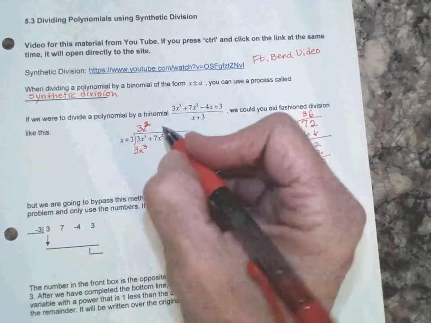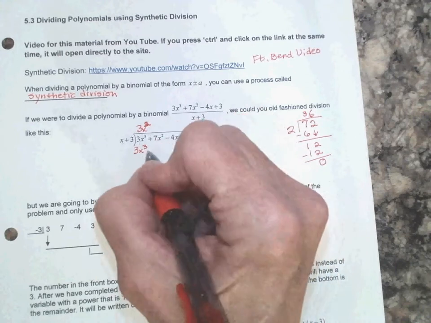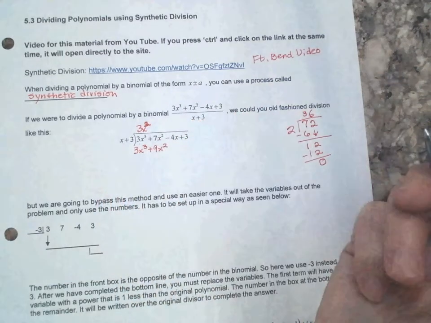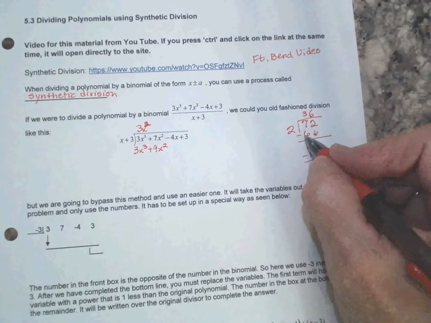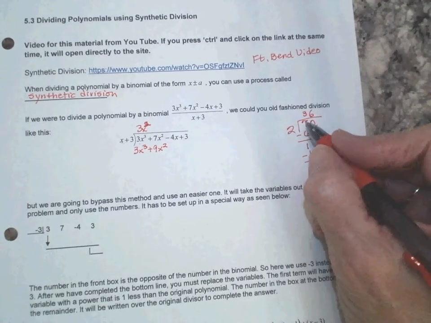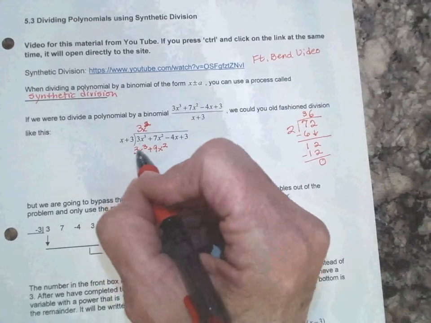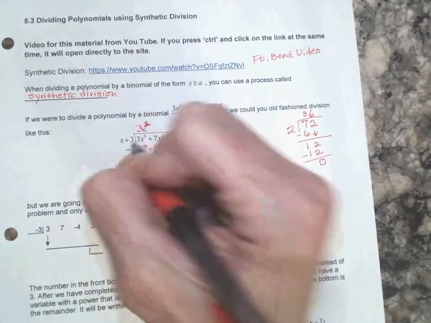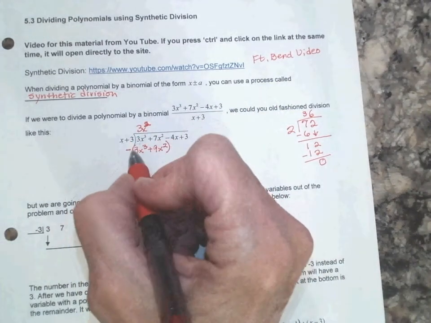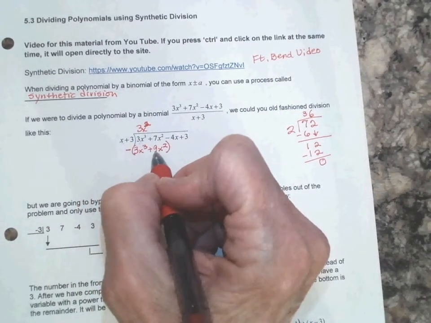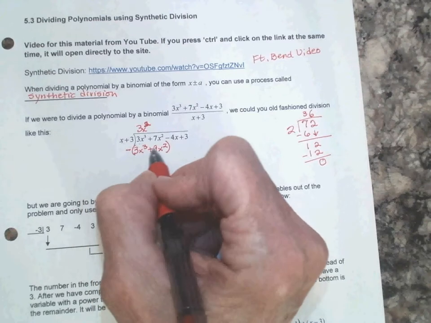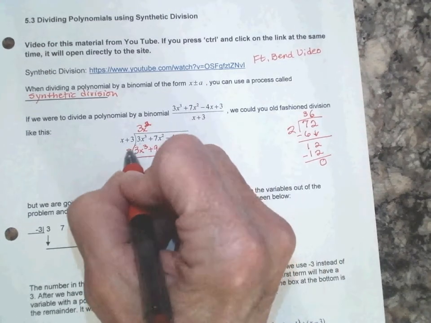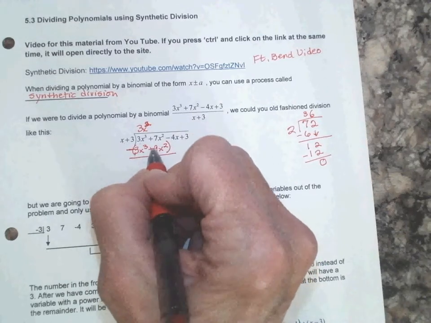Now when I multiply it back, 3x squared times x would give me 3x cubed. Then 3x squared times 3 would give me positive 9x squared. Now, over here I had to subtract the 6 from the 7. Well, now I have 2 things up here, so I have to subtract both of them. That means this becomes negative 3x cubed and this becomes negative 9x squared. So this just changes the signs on both of them.